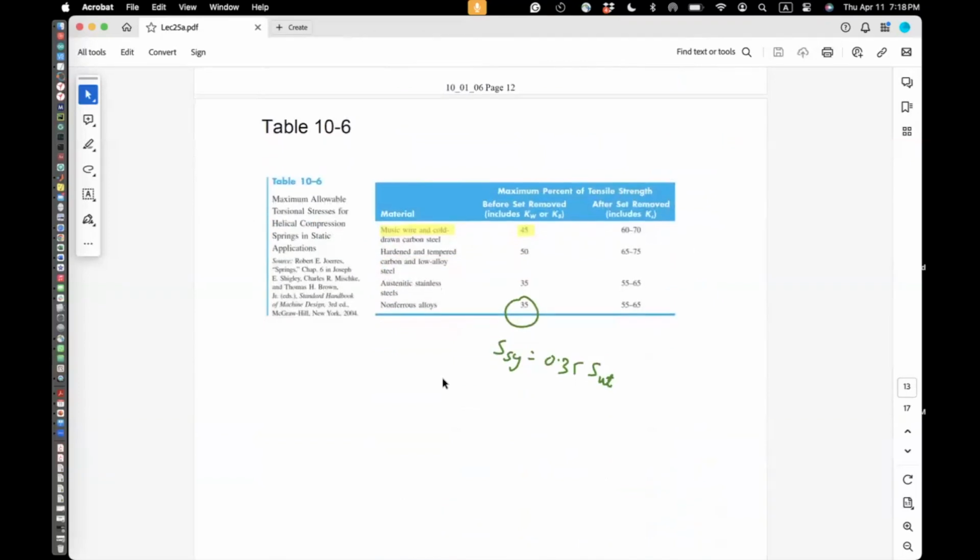Here is a table which gives you the maximum of the tensile strength before set removal and after set removal. So depending on what type of spring it is, you can use this value. So here we can actually get the shear yield strength, for example, for non-ferrous alloy, that's 0.35 SUT, and you can use that for calculations.